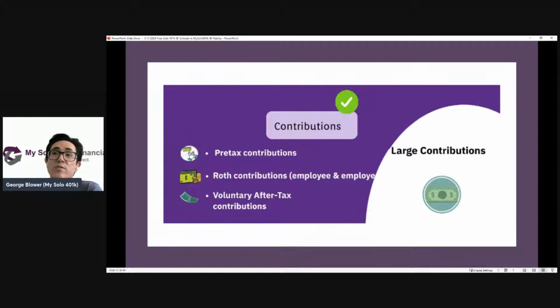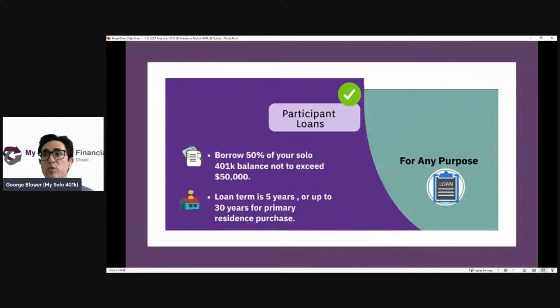Next, contributions. Our plan, of course, allows for pre-tax contributions, but also allows for Roth, whether it's employee or employer, and even voluntary after tax, which is how one makes mega backdoor Roth contributions. So with our plan, the individual is going to be able to contribute, for example, for 2024, up to $69,000 or even $76,500 if they're 50 or older. That's why the solo 401k plan has the highest contribution limits for any defined contribution plan available to self-employed individuals.